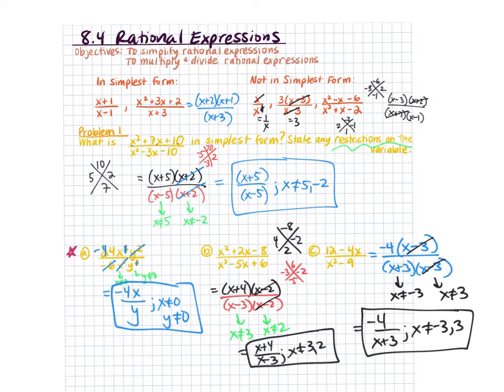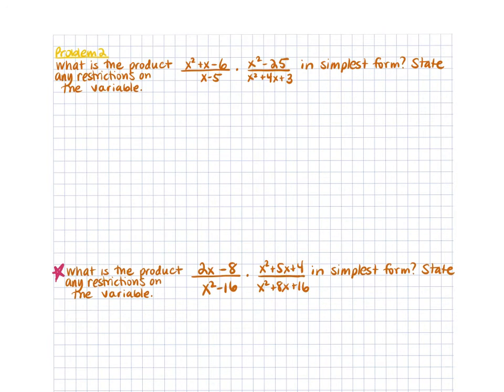Get your two restrictions and then cancel. And there we go. Okay, so now that we know how to simplify, we're now going to multiply them. So remember, when you multiply fractions, you just multiply across. So let's first factor each one of these.